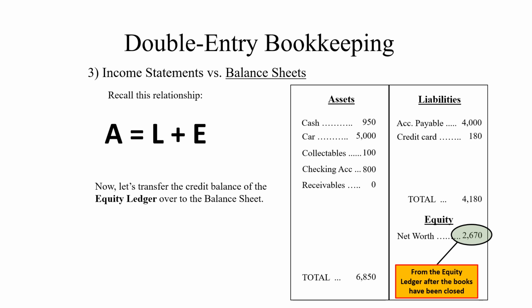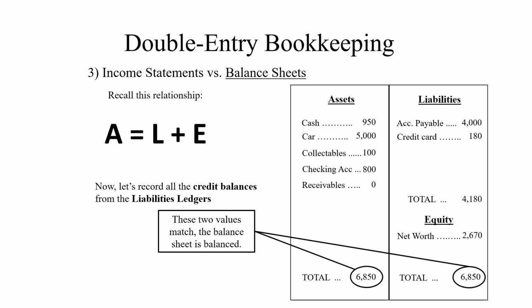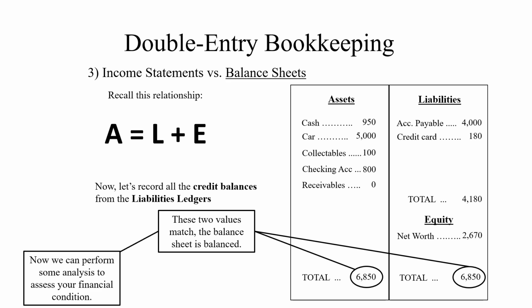After we closed the books, the credit balance in our equity ledger was $2,670. After adding the total of the liabilities to the net worth, we see that the value of the assets is equal to the sum of the liabilities and equity. The balance sheet is balanced. All of our financial information is now organized in a way that will allow us to perform some analysis to assess our current financial situation.